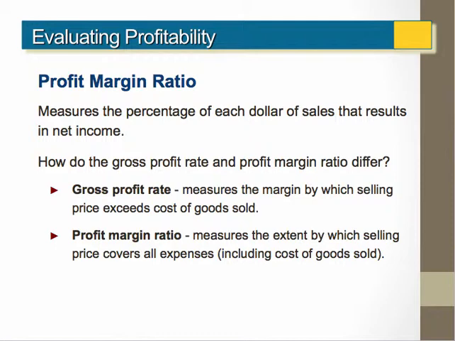The profit margin ratio measures the percentage of each dollar of sales as a result of net income. Now, the profit margin ratio is different than the gross profit ratio. The gross profit ratio was gross profit compared to net sales. The profit margin ratio is at the very bottom, net income compared to net sales.